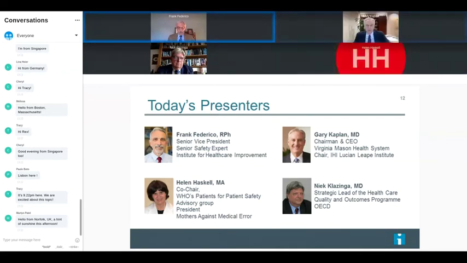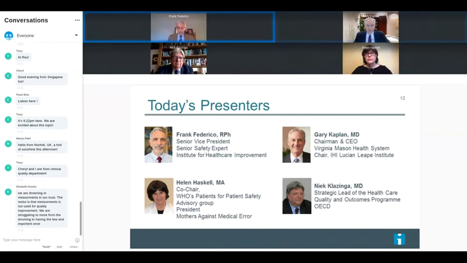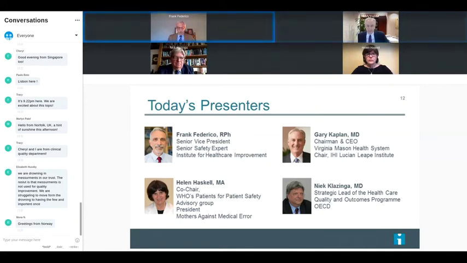Helen Haskell is president of the U.S. not-for-profit patient organization Mothers Against Medical Error, co-chair of the WHO Patients for Patient Safety Advisory Group, and a member of the IHI Board of Directors. Since the medical error death of her young son Louis in 2000, Helen has devoted herself to enhancing patient contribution to safety and quality in healthcare in a wide range of areas, including safety measurement and patient reporting. Gary, I turn it over to you.